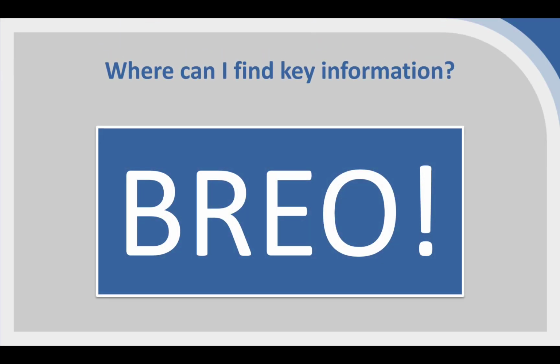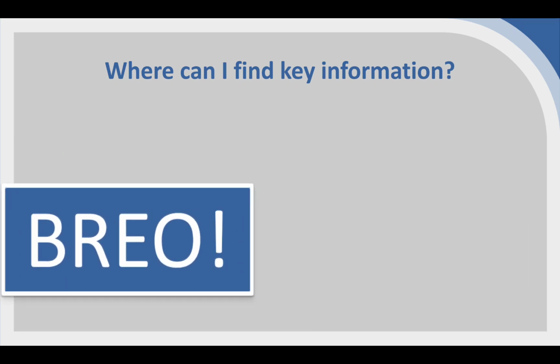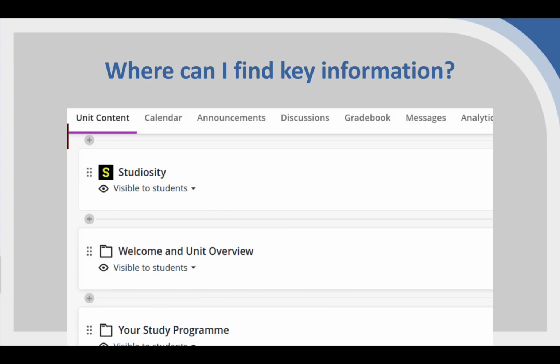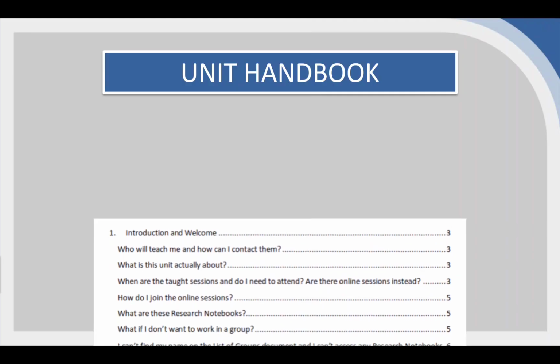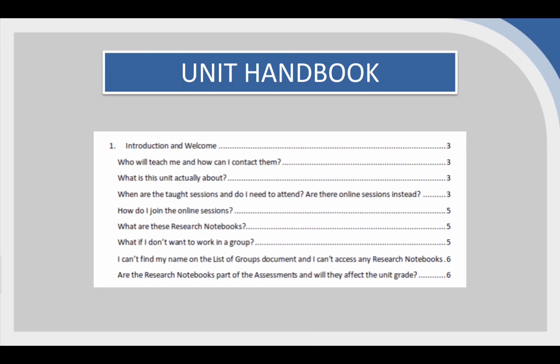In terms of where can you find key information, well, the answer is just Brio. The Brio shell has got pretty much everything you need to know, but in particular, if you go into the welcome and unit overview folder, it's the handbook that you really need. So the handbook for the unit is not a document that's full of technical jargon or kind of formal documentation. It's written in plain English, and it just directly answers the most common questions that students have.